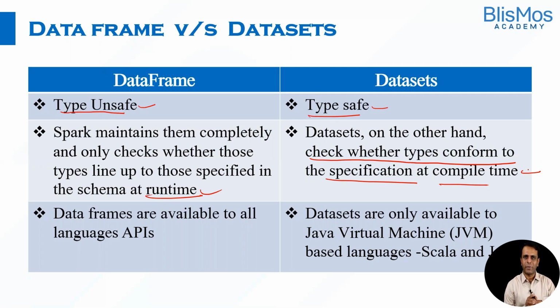The next important aspect is DataFrames are available for all the language APIs like Python, Scala, Java or SQL. On the other hand, Datasets are available only for JVM-based languages, that is, Java Virtual Machine-based languages, which are Scala and Java.